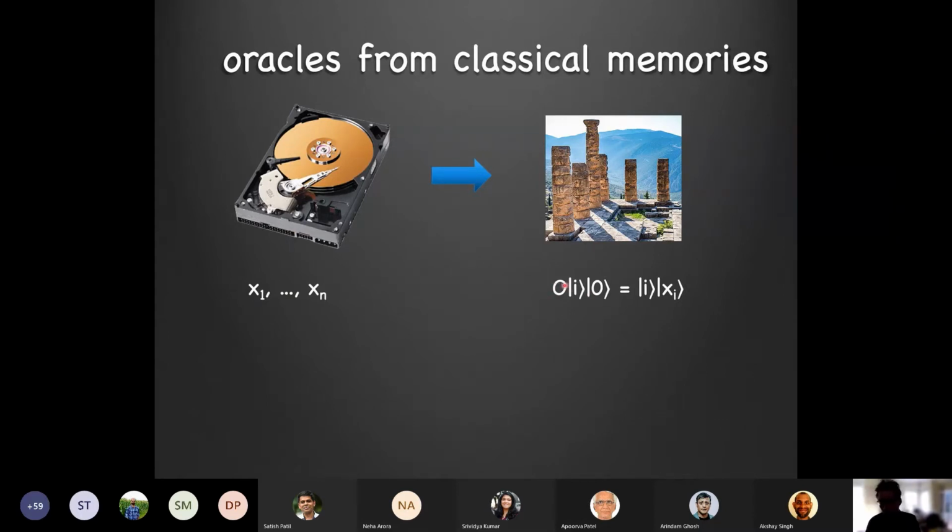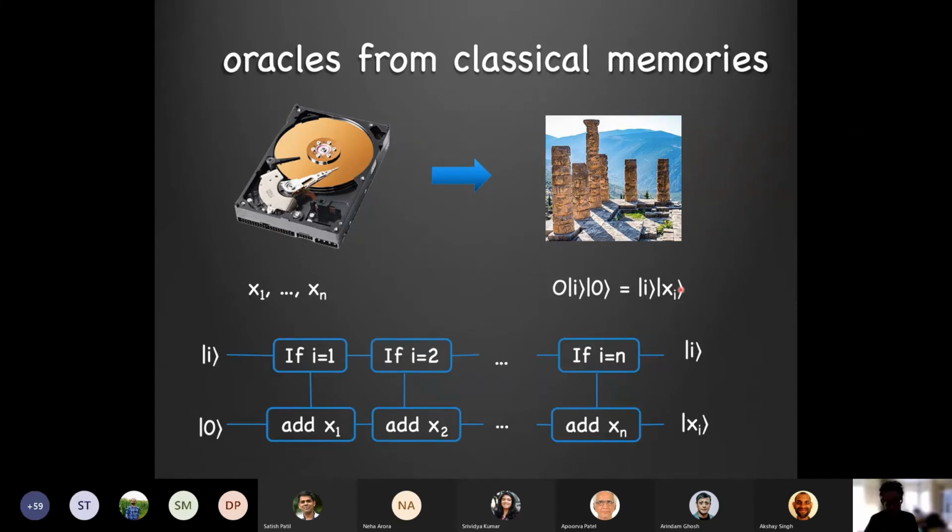So this quantum subroutine that you can query, that on input I will extract bit x sub I. How can you do it? One approach is this sequence of gates. So you do a bunch of controlled operations. You check if I is equal to 1. You add x sub 1 to this register.